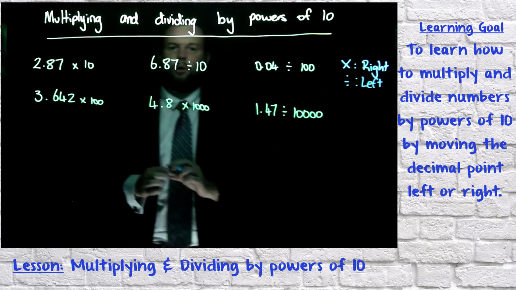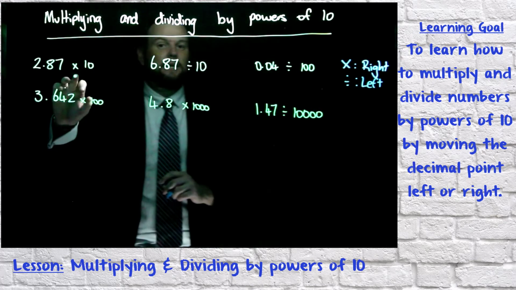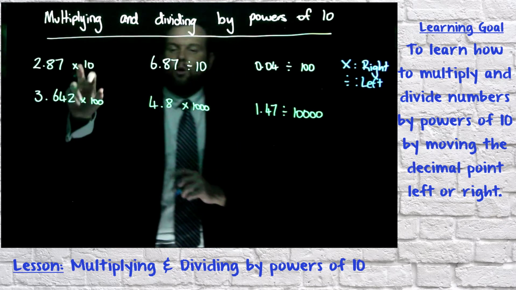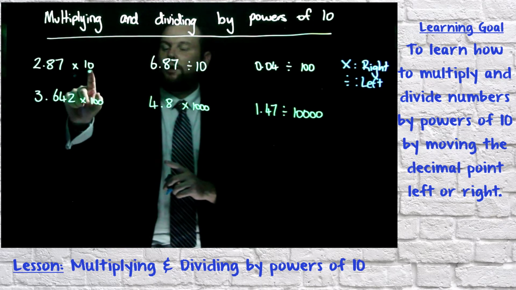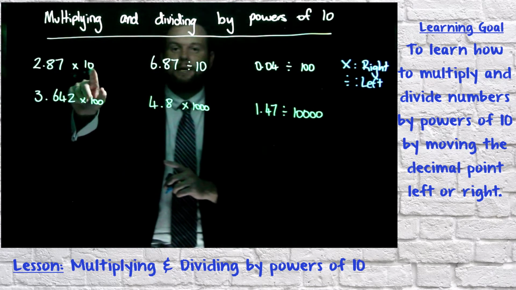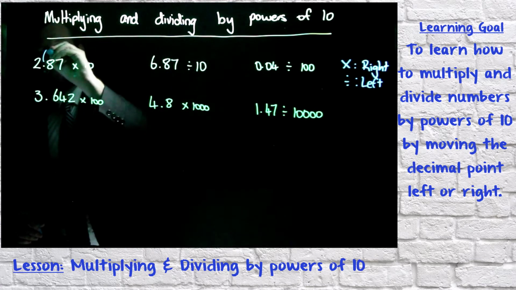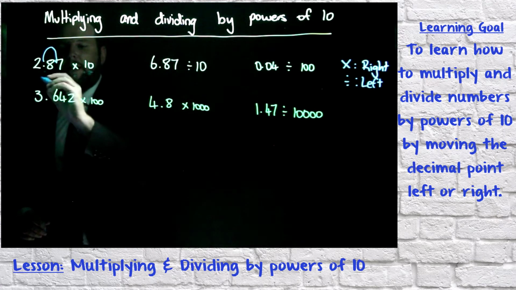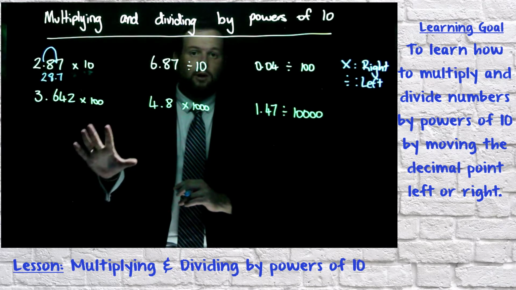Now it's pretty simple. In this one, we say times, so we're going to have to move our decimal point to the right. And all you do to determine how many places you move the decimal point is you look at the amount of zeros that come after the 1. So in this case, there is 1 zero. So that means that we need to move our decimal place once to the right, and then our answer would be 28.7.